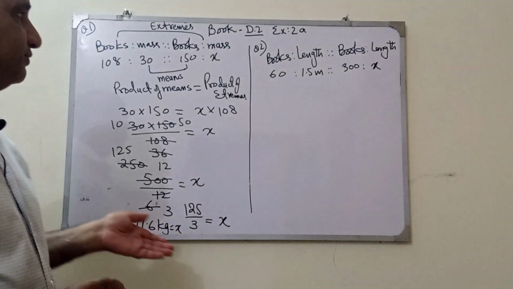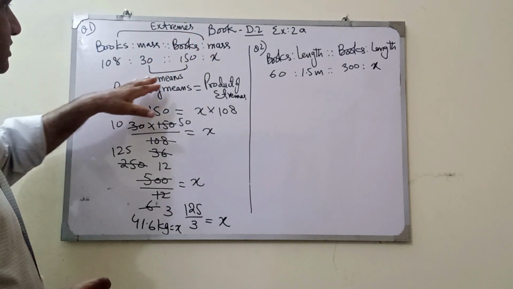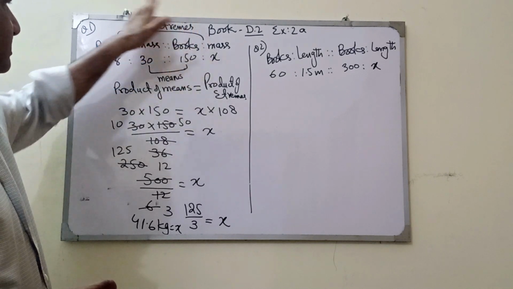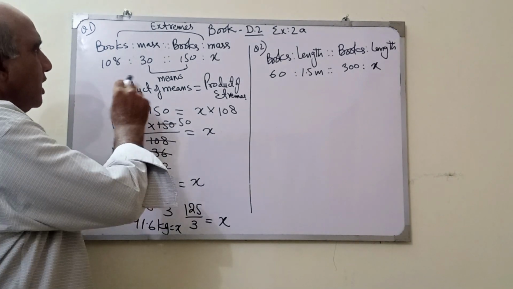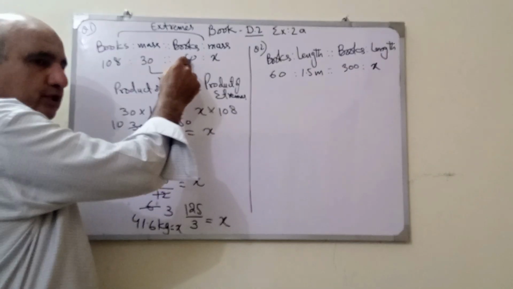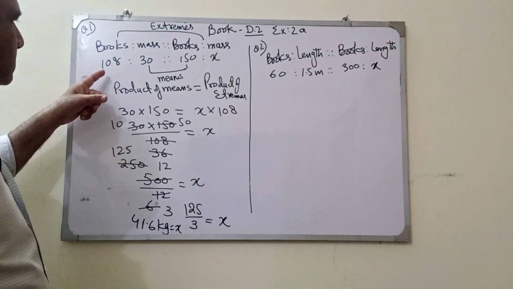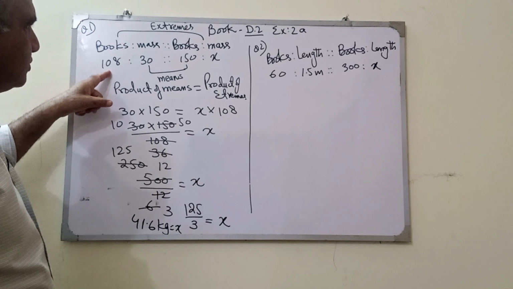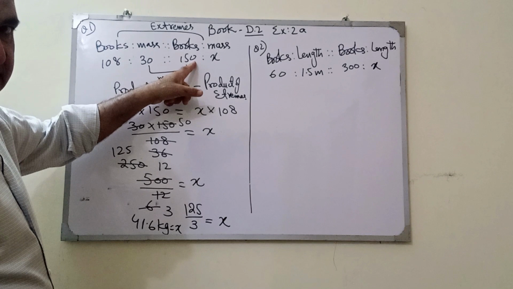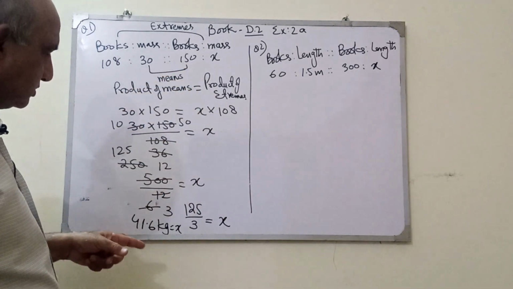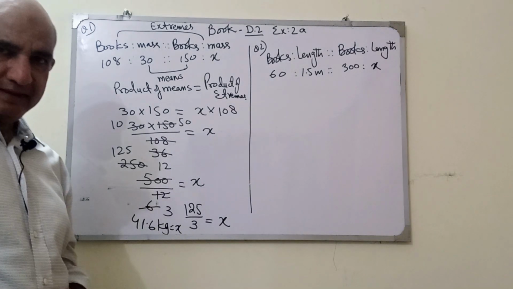Okay, what we have done: we have books and mass, these are the means, these are the extremes, right? When the quantity of books increases, of course the mass also increases. Here the mass of 108 books is 30 kg, so as the books increase to 150 books, the mass of 150 books is 41.6 kg, right?